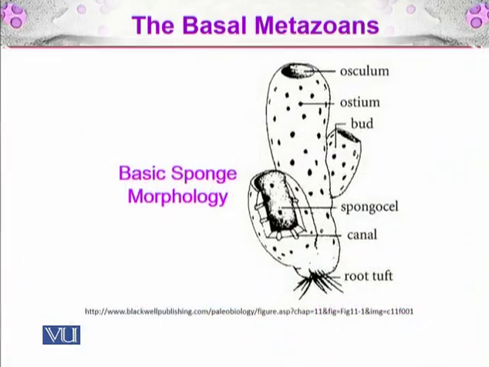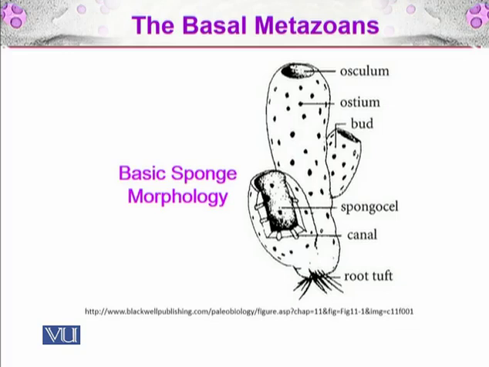Here you can see the basic sponge morphology. There is the ostium and osculum. The ostia are the smaller pores from which water is taken in, and the osculum is where the water goes out. On the side you can see the bud. A bud is responsible for reproduction. At some point it will be removed and it can grow into its own organism after coming off.